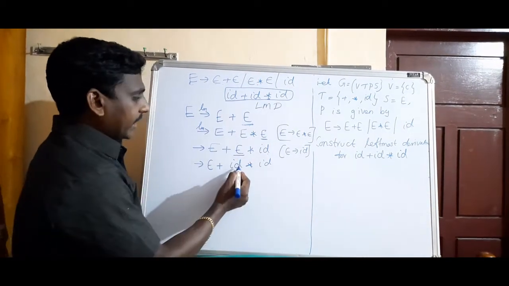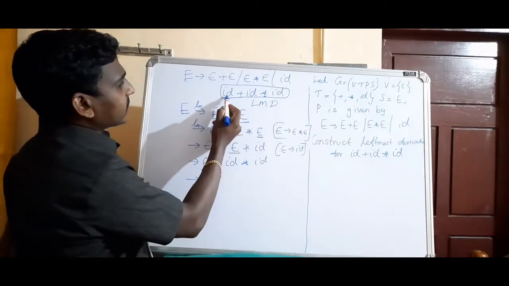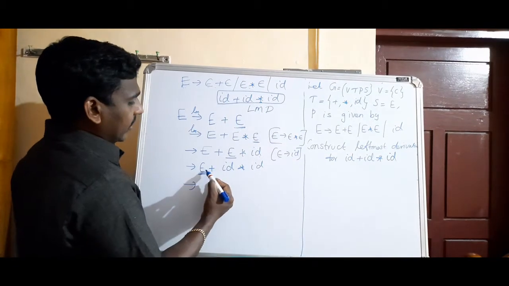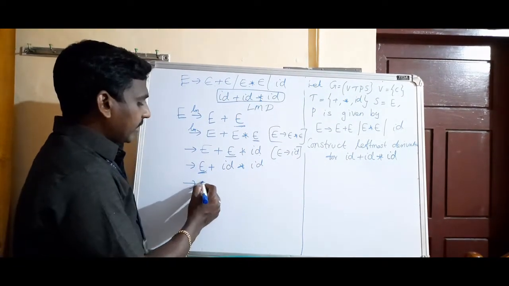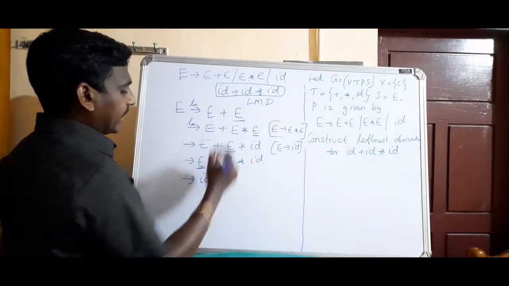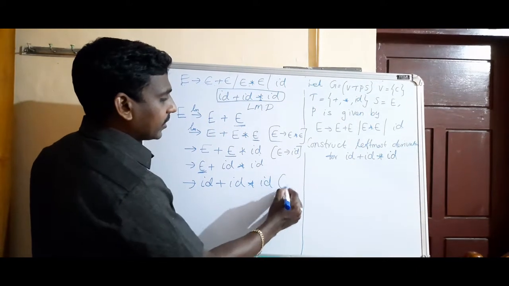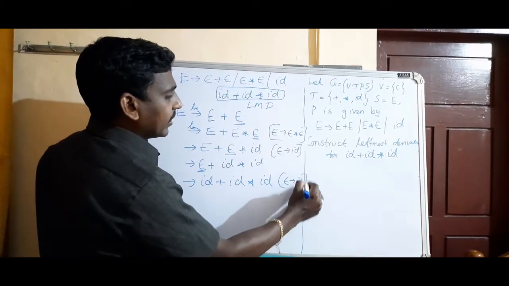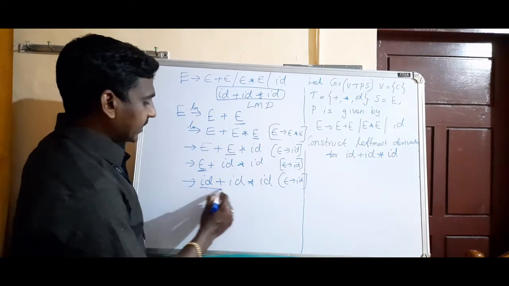Leftmost derivation. Again I have to expand this variable E. So E tends to, my answer is ID plus ID star ID. Something variable plus ID star ID I got. So only this E I will get ID, because I have the production ID plus ID and star ID. Here I have used E tends to ID and here also I have used E tends to ID. So I got the answer.